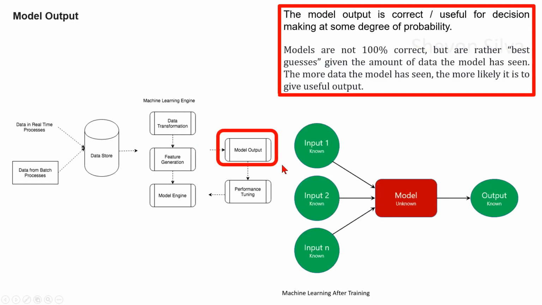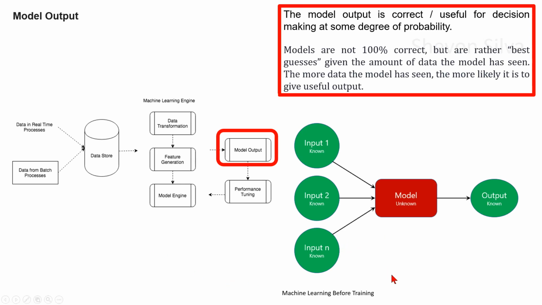Now we are focusing on model output. The model output is correct, useful for decision making, at some degree of probability. Models are not 100% correct, but are rather best guesses given the amount of data the model has seen. The more data the model has seen, the more likely it is to give useful output.